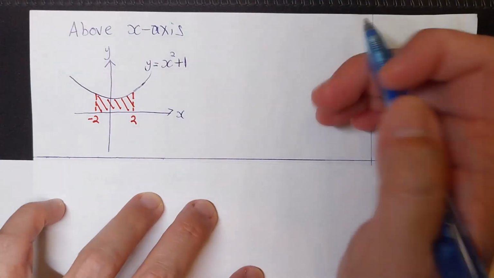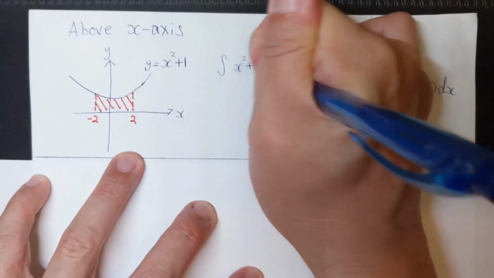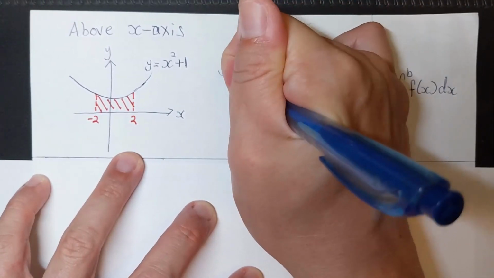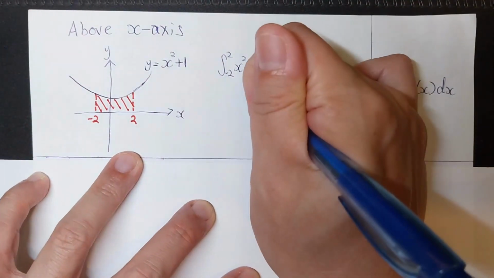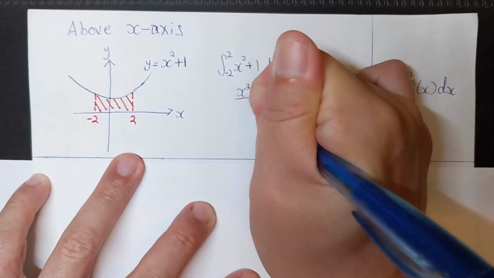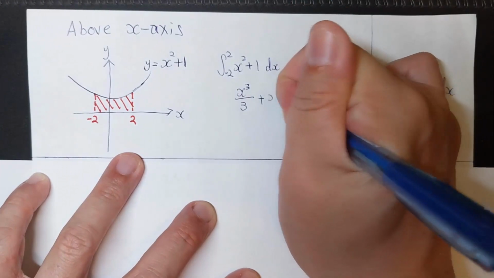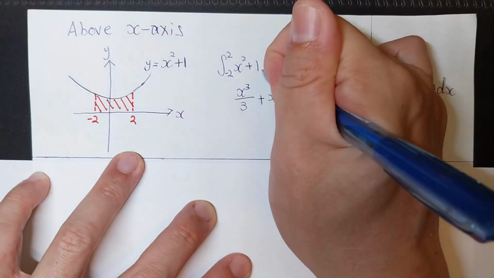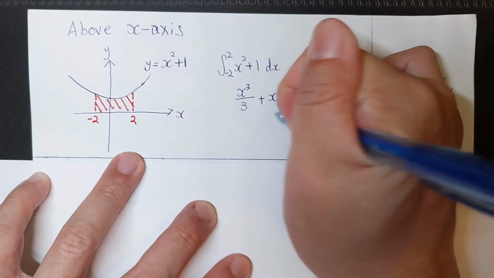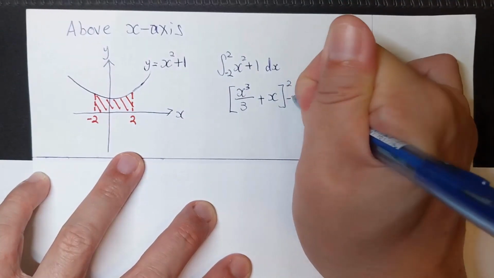To find the area, we will use definite integral. So we'll integrate x squared plus 1 dx from 2 to negative 2. So we will add the power by 1, and we will divide by the new power. Plus 1 will become x, because this is x to the power 0, so we add the power by 1, so it will be x to the power 1 over 1, which is just x, and we'll integrate from 2 to negative 2.